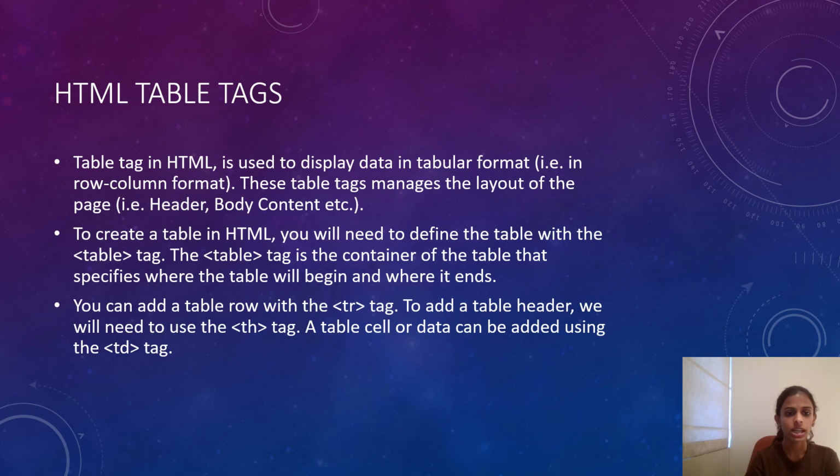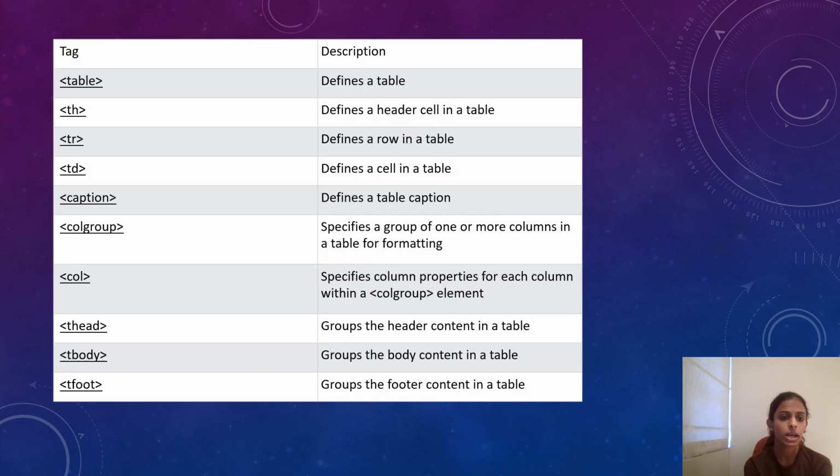HTML table tags. The table tag in HTML is used to display data in tabular format, that is, in row-column format. These table formats manage the layout of the page, that is header, body content, etc. To create a table in HTML, you will need to define the table with the table tag. The table tag is the container of the table that specifies where the table will begin and where it ends. You can add a table row with the tr tag. To add a table header, we will need to use the th tag. A table cell or data can be added using the td tag. These are the types of HTML tags in the HTML table.